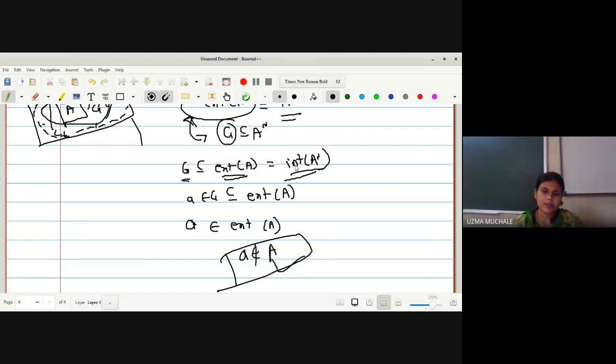What is the exterior of A? It is the largest open set. What is G? G is simply an open set. G is an open set, the exterior of A is the largest open set. So the larger one will contain the smaller one, that is, G will be contained in the exterior of A.